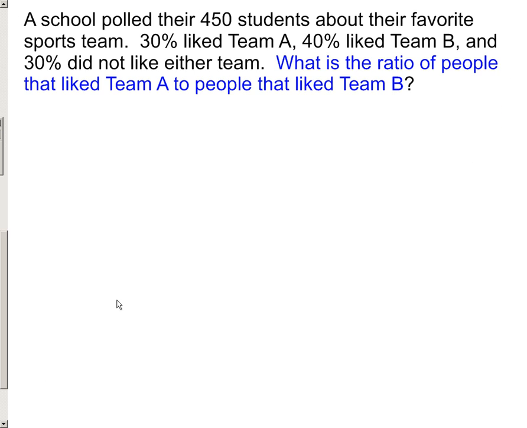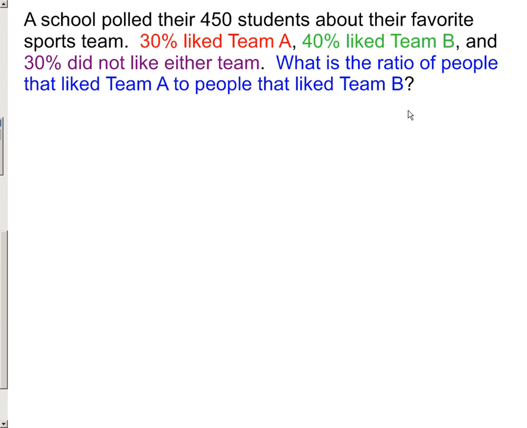A school polled their 450 students about their favorite sports team. 30% like Team A, 40% like Team B, and 30% didn't like either team. What is the ratio of people that like Team A to people that like Team B?